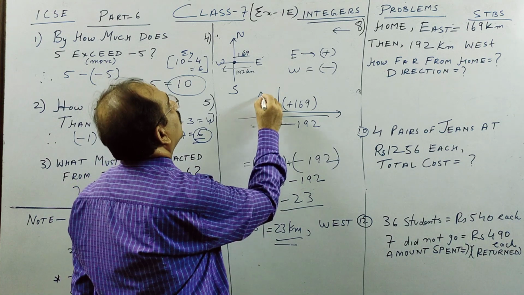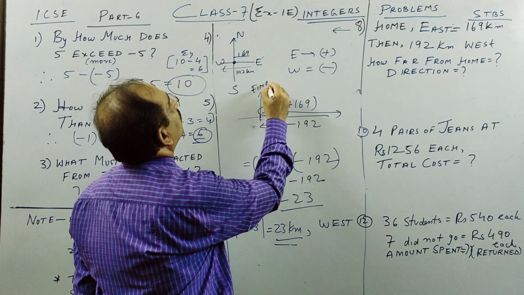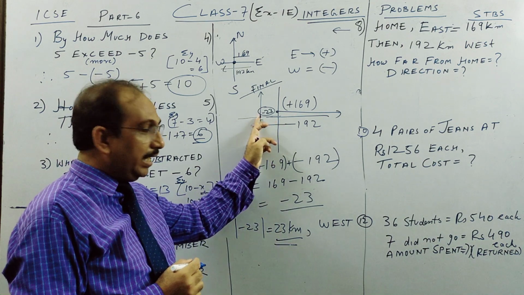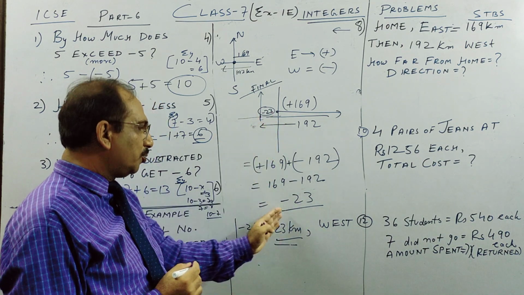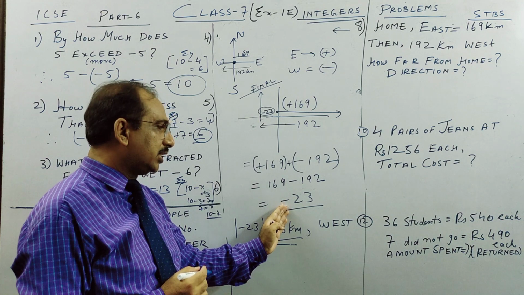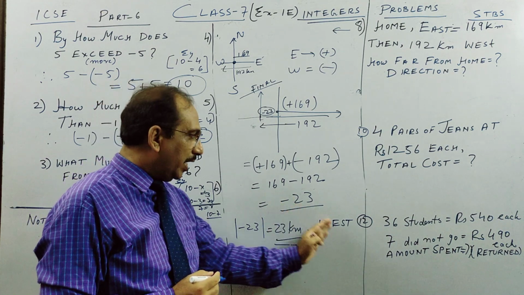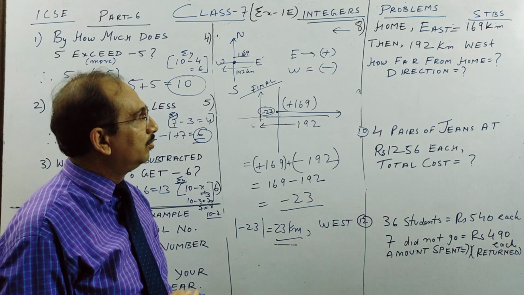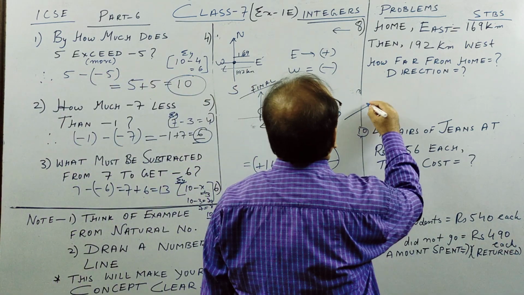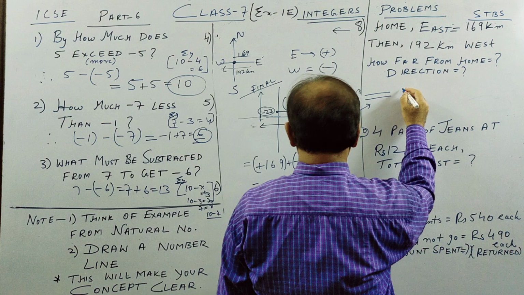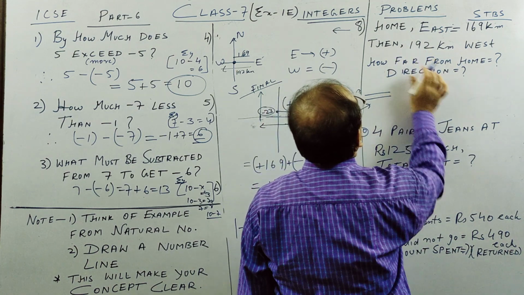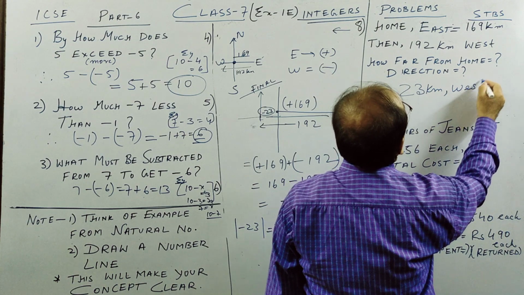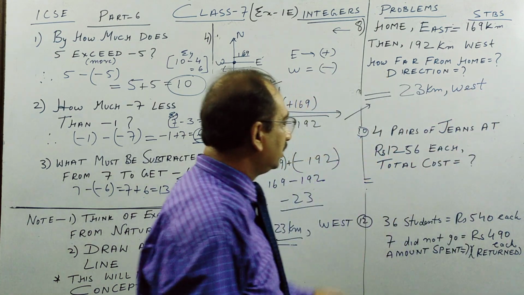So this is his final place. He is at 23 kilometer, this side, west. Minus means opposite direction. So this is also right, but this has two meanings. Minus means west, and this is the magnitude or absolute value. Next, here the answer is 23 kilometer towards west. This is quite an easy question, children.